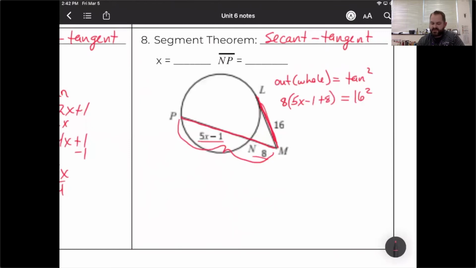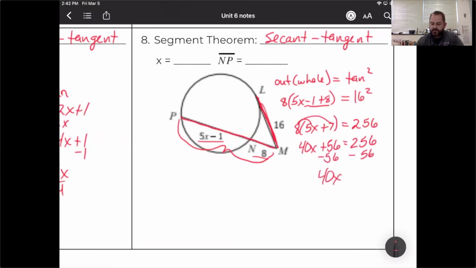All right, before I distribute, let's actually combine like terms here. Negative 1 plus 8 is positive 7. And then I can go ahead and square that on the other side if I want. 16 squared is 256. Okay. And so 8 times 5x is 40x. And then 8 times 7 is 56. All right, then we subtract 56 from both sides. We get 40x equals 200. Okay. So then we're going to divide by 40 here on both sides, and x then is 5.